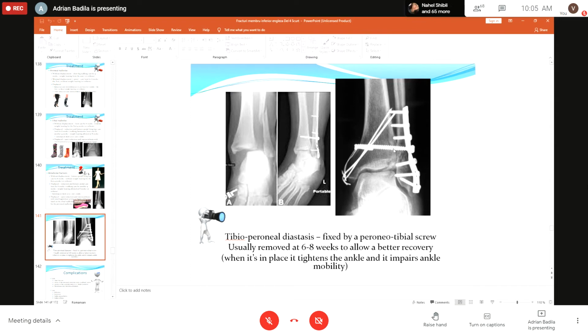This interfragmentary screw will be removed at 6 to 8 weeks after surgery in order to allow a better recovery, because it tightens the ankle and will impair the recovery of ankle mobility. So this one is usually removed at 6 to 8 weeks after surgery. The normal interval for removal of the metallic implants is 1 year after surgery. So the figure of 8 tension band and the plate will be removed at 12 months after the initial surgery.